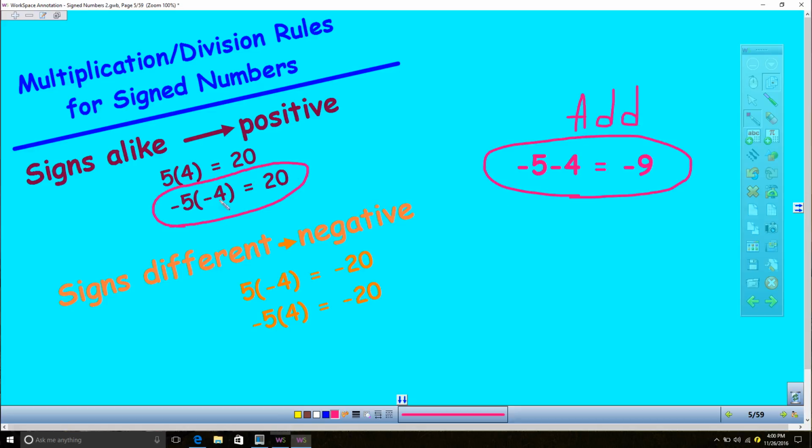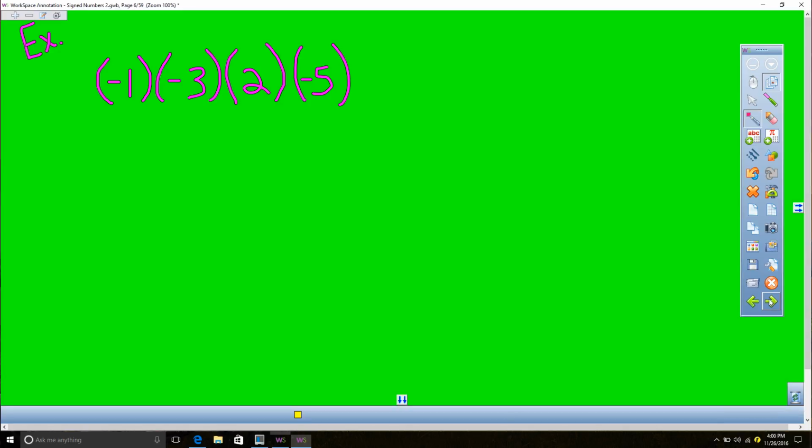So when you're multiplying two negatives, the answer is positive. But when you're adding two negatives, the answer is negative. So please remember that. Now, let's suppose I ask you to simplify this expression. Please recognize that this is a multiplication problem because there's no symbol between the parentheses, so we automatically understand that it's multiplication. Now, there are four numbers there.